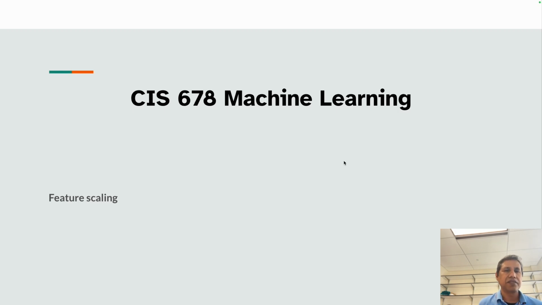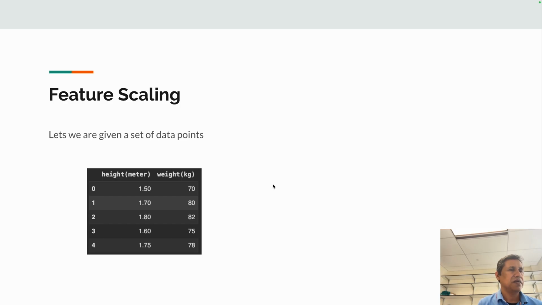Hi, in this lecture, we'll be talking about a very important machine learning concept called feature scaling. Here I am showing a snapshot of a data frame, and in the table we have two columns, the height and weight of some people. As the height unit is meter, the values are within the range of, let's say, 1.5 to 1.8 max. And if you look at their corresponding weight in kilogram, you will find that the ranges are between 70 to 82.